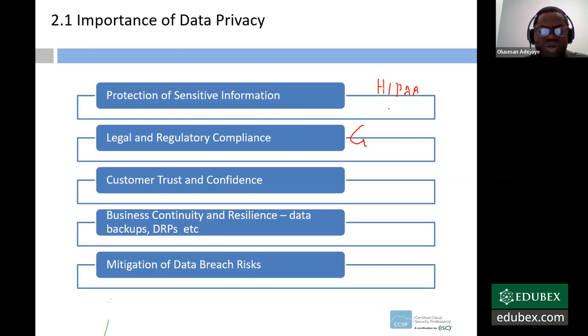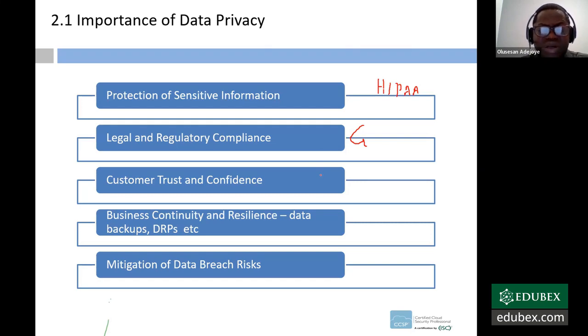In most countries of the world, like in Nigeria, we have our own version of the GDPR. In other African countries, we have as well. And in the UK, we have the DPA, Data Protection Act. So all these are regulatory compliance. So the importance of data privacy is actually to conform to the legal and regulatory compliance. Then also to bring about customer trust and confidence.